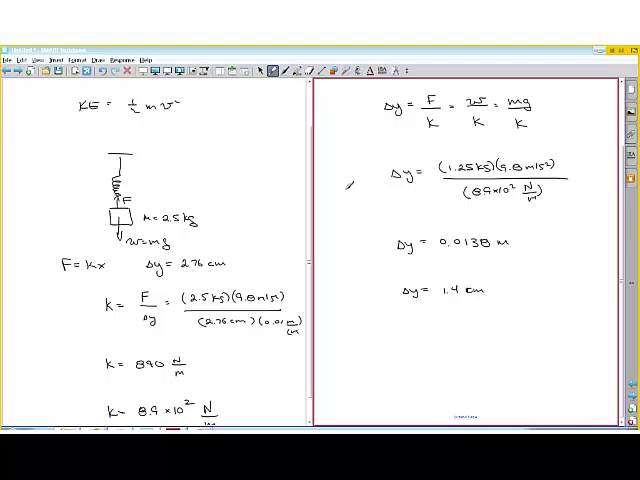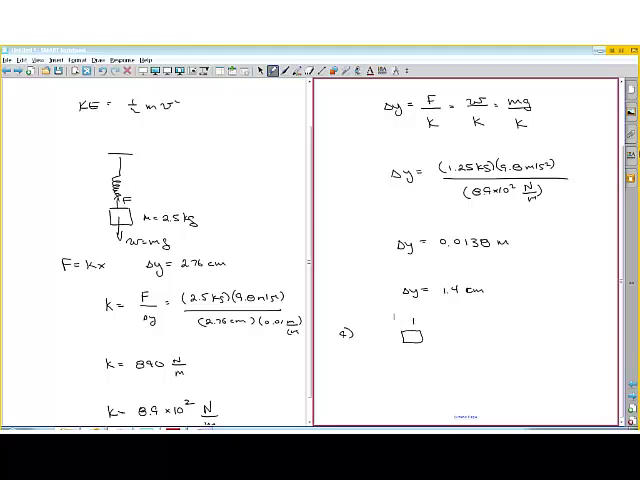Okay, then the final one is how much work must be exerted, must an external agent do to stretch the same spring 8 centimeters from its unstretched position. So see how much work must be done by an external agent. So let's look at this.